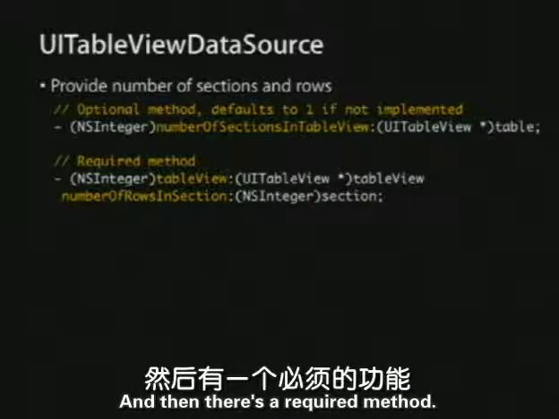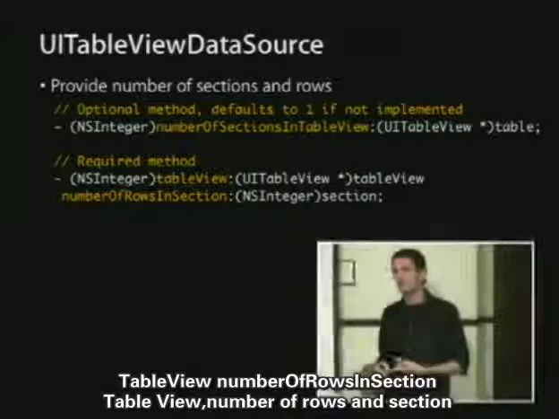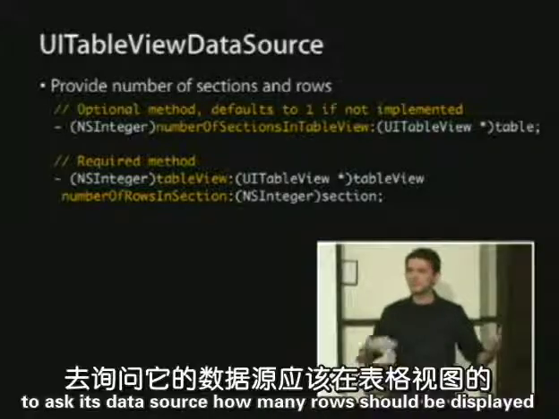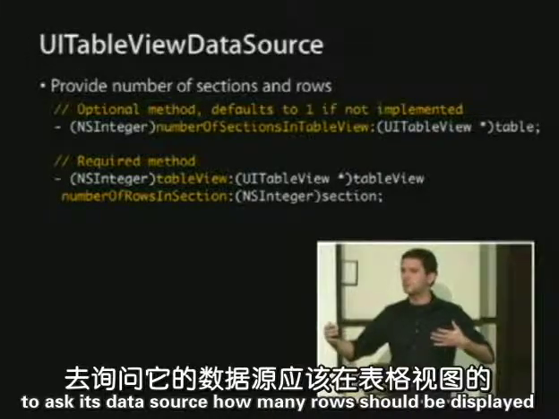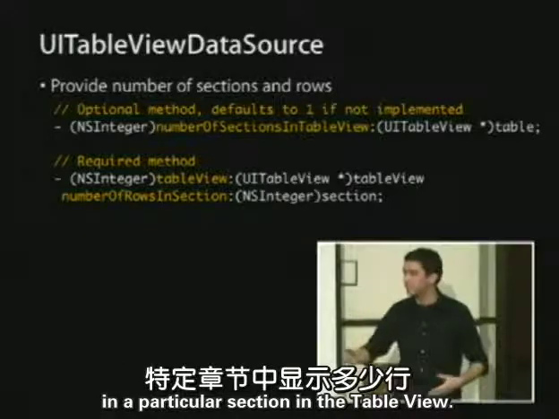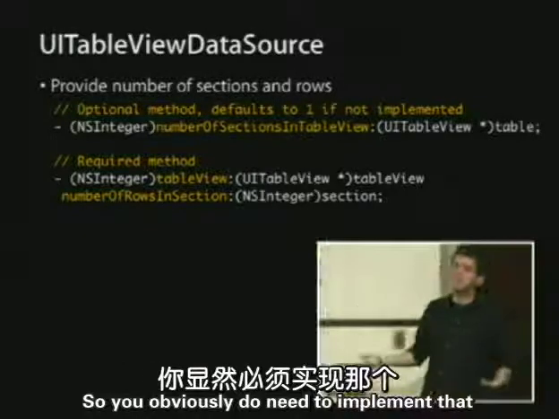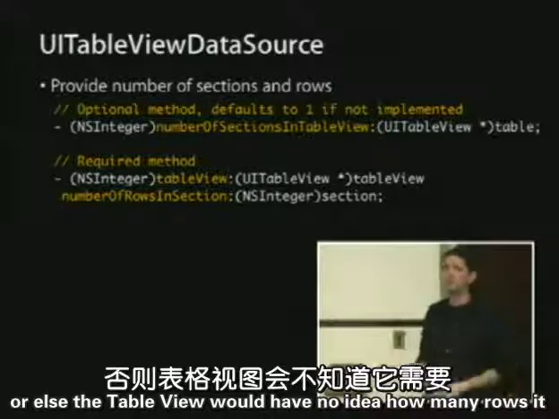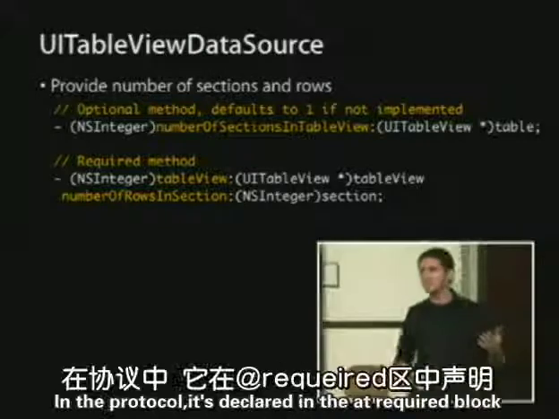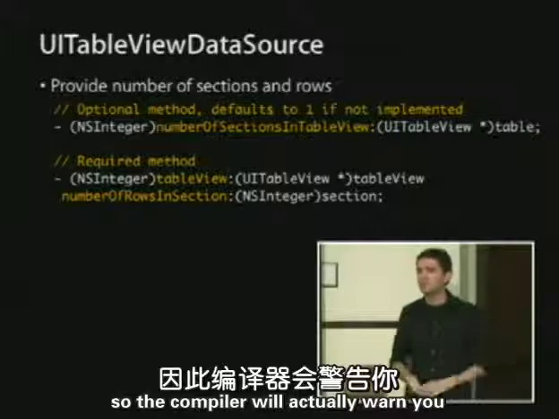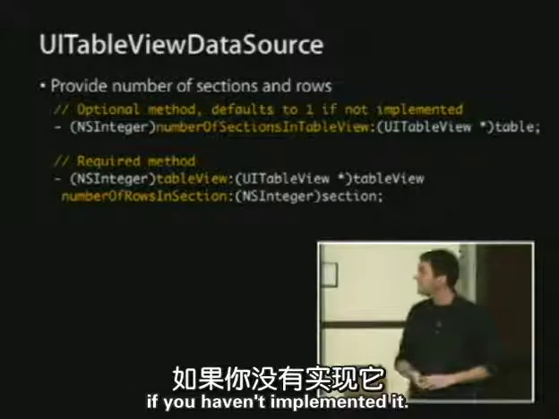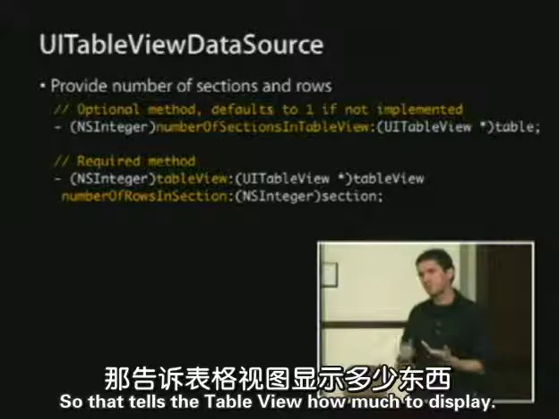And then there's a required method, tableView:numberOfRowsInSection:. And that allows the table view to ask its data source how many rows should be displayed in a particular section in the table view. So you obviously do need to implement that, or else the table view would have no idea how many rows it should display. It's in the protocol, it's declared in the @required block, so the compiler will actually warn you if you haven't implemented it. So that tells the table view how much to display.